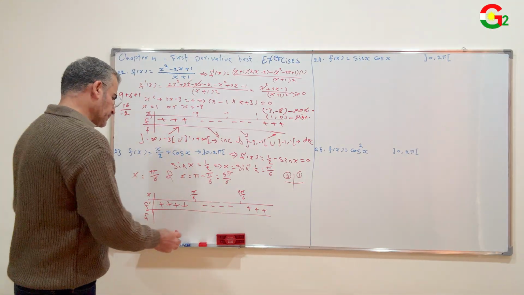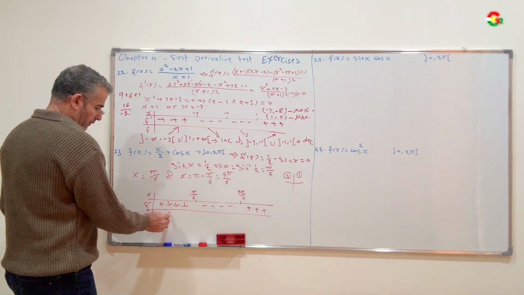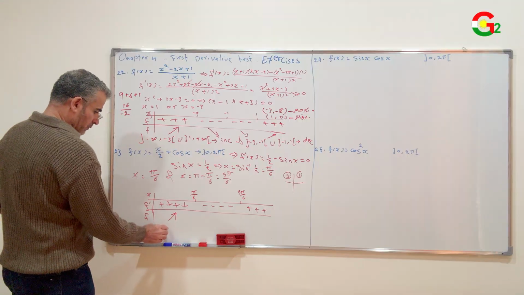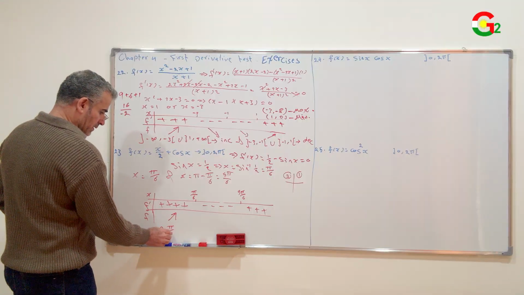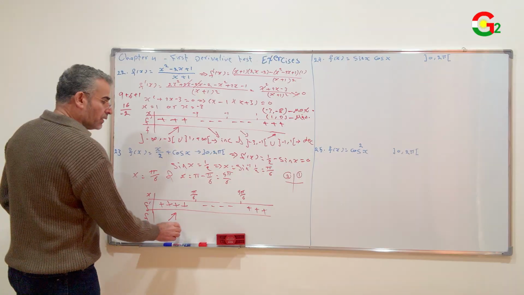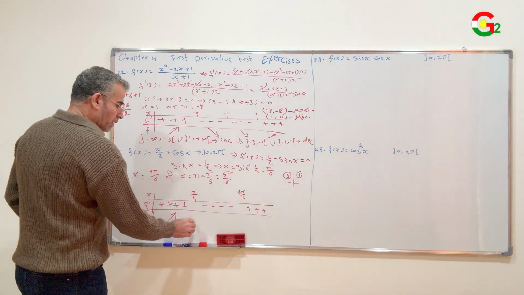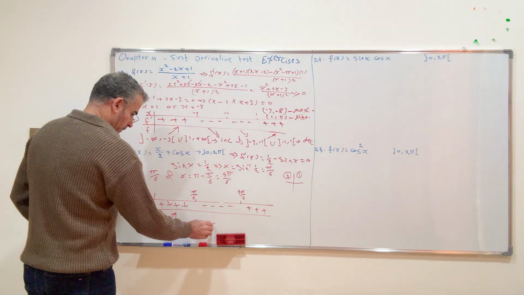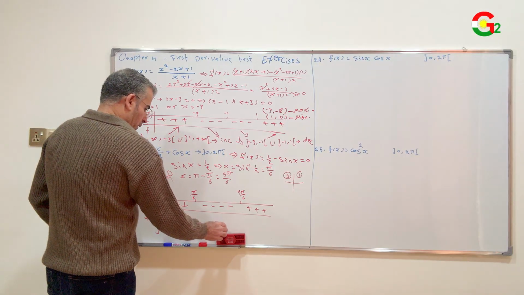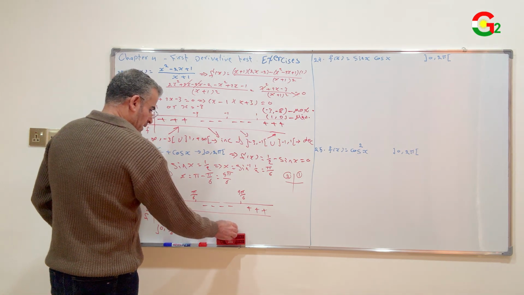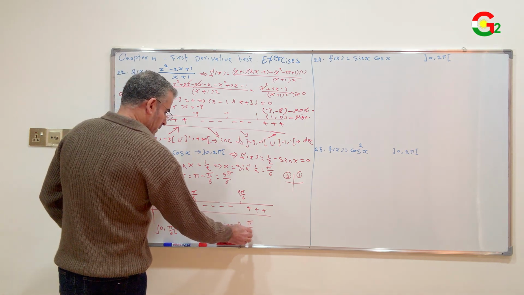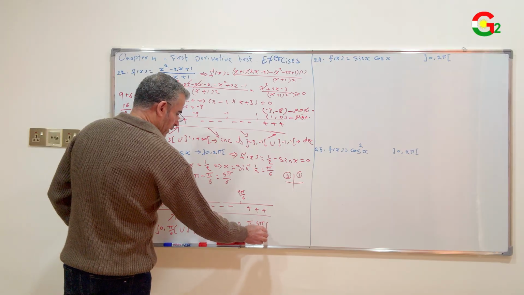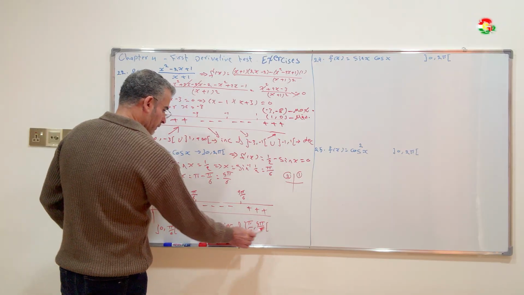Therefore, the intervals of increasing are from 0 to pi over 6 open interval union 5 pi over 6 to 2 pi. Those are the intervals of increasing, and from pi over 6 to 5 pi over 6 open interval, it is the interval of decreasing.